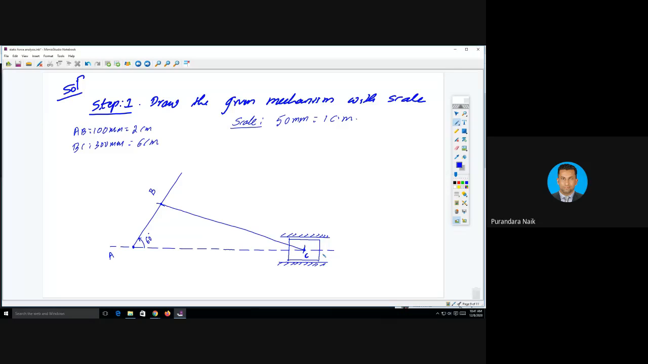Now the force acting on the piston is 1000 Newton. Let us take the force as P.